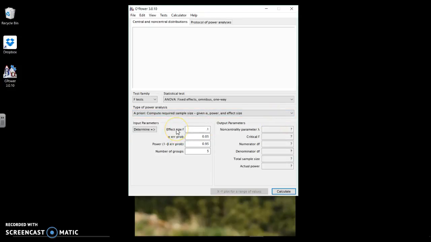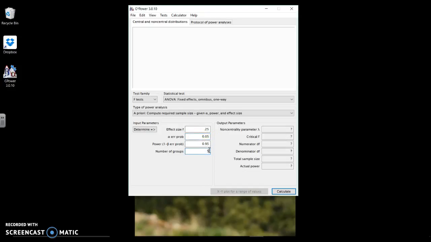So effect size here is based on F. This is really similar to Cohen's d. When we click on it or hover, it tells us what a small, medium, and large means. So if we have a medium effect size, we'll change that to 0.25. Our error, this is our alpha, so here we are 95% confident and our alpha is 0.05. So our power in this case is the opposite.